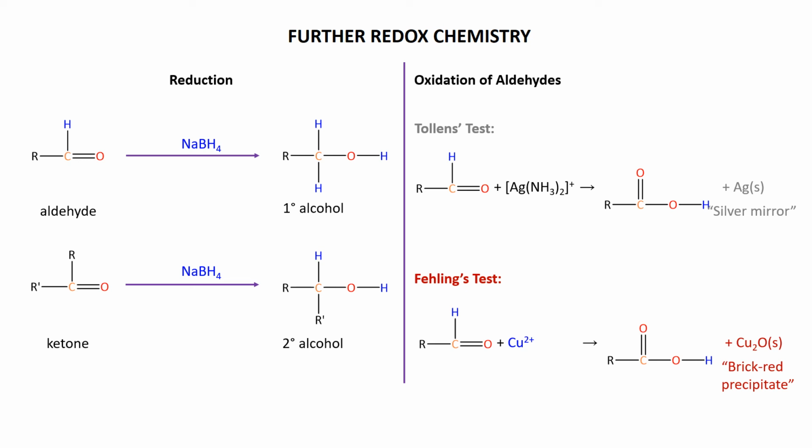So redox chemistry associated with carbonyl compounds, not limited to synthesizing aldehydes and ketones from alcohols, but of course reducing aldehydes and ketones back to alcohols, and then the fact that aldehydes can be further oxidized to carboxylic acids, not an amazingly useful synthetic route to carboxylic acids, but a very nice way to do some tests for aldehydes that exclude ketones.